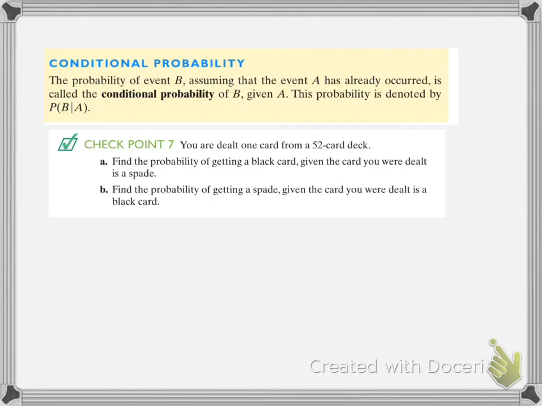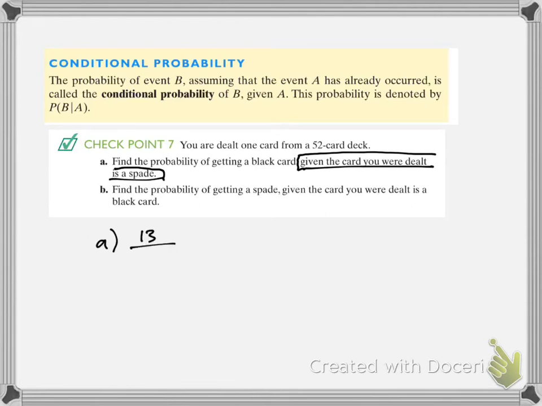So let's look at this problem. You're dealt one card from a 52-card deck. So you're just getting one card now, okay? This is important. Find the probability of getting a black card given the card you were dealt is a spade. So basically what they're saying is, you know the card you got is a spade. That's information you have. So what's happening is I'm restricting my sample space to the fact that you've gotten a spade. So let's say I tell you you have a spade. What's the probability of getting a black card? Well, isn't the probability of getting a black card when you know you had a spade 1?